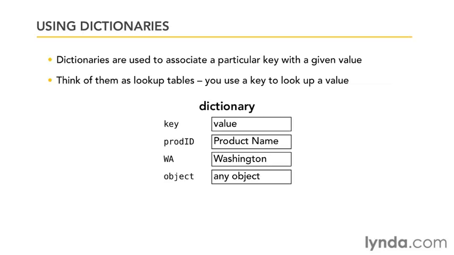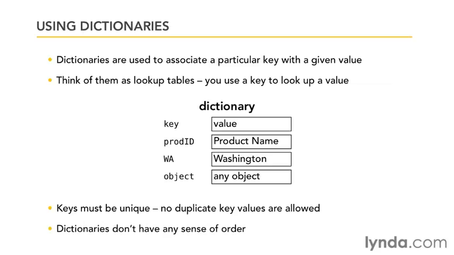This is what hash tables are essentially used for. They're probably one of the most useful collection classes out of all of them. Keys have to be unique. You can't have duplicate keys, and dictionaries don't have any sense of order. So unlike other collection classes like stacks or queues or arrays, there's no sense of order here. You simply put in keys, associate them with values, and there's no notion of who's first or who's last.